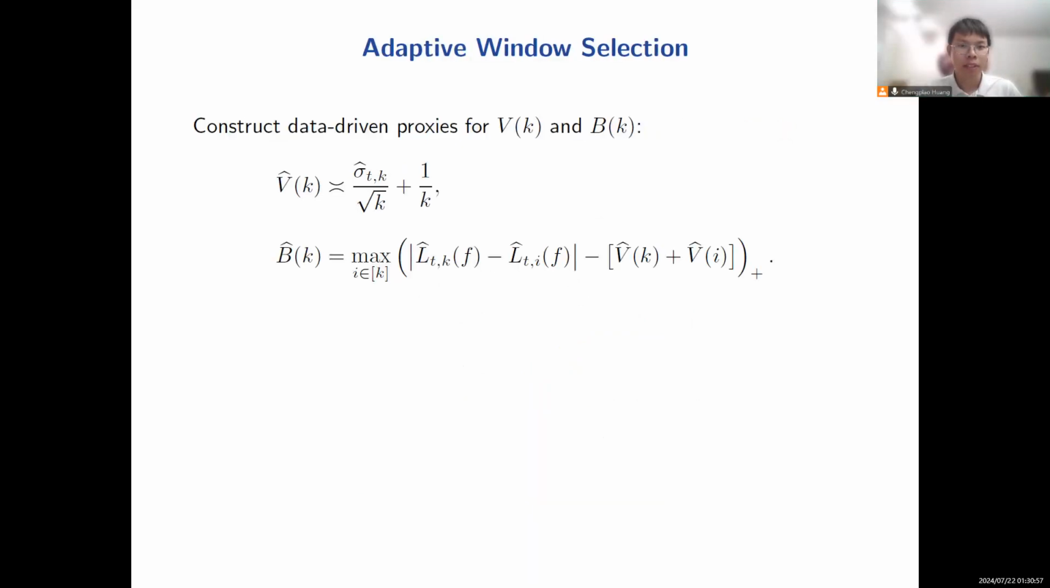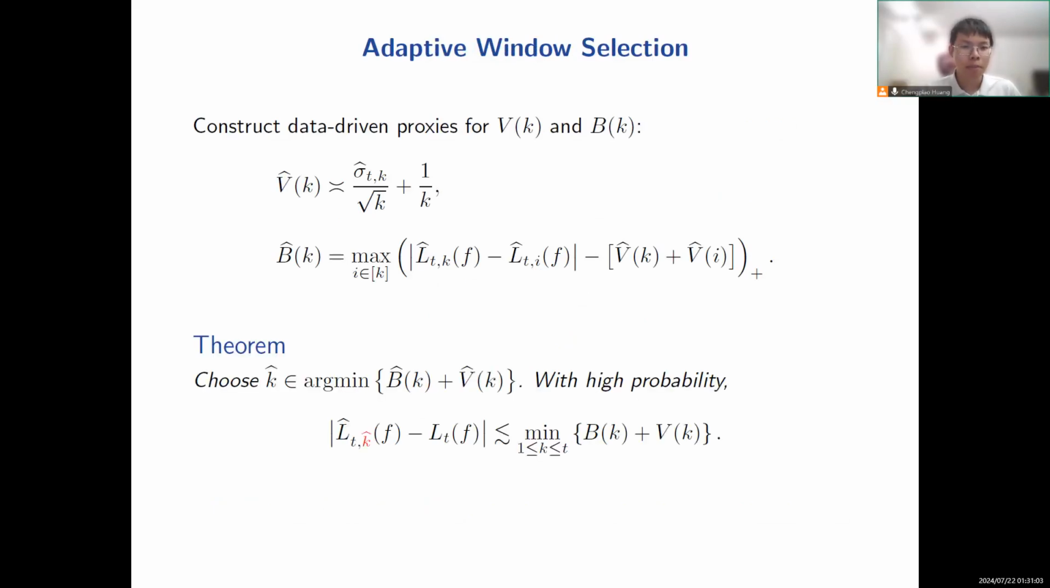To get around this, we construct data-driven proxies for both the variance and the bias. And by minimizing this data-driven bias-variance trade-off, we get a window k-hat that optimally balances the true bias and variance up to a constant. And so our method adapts to the unknown distribution shift.